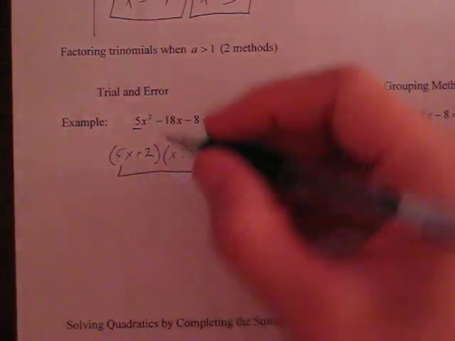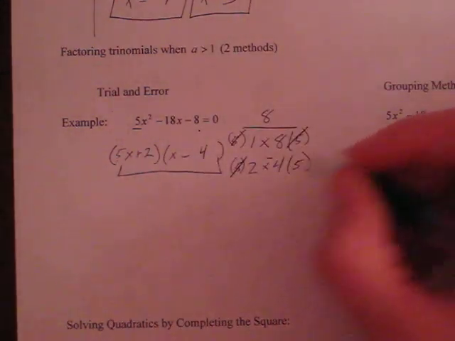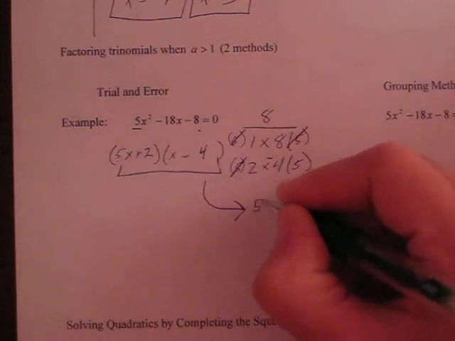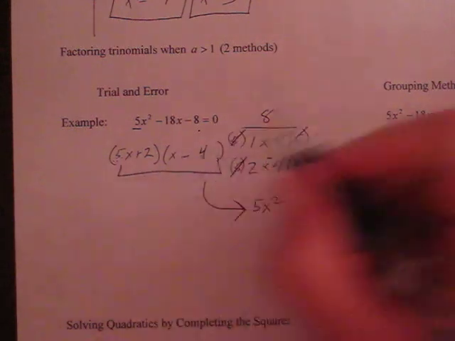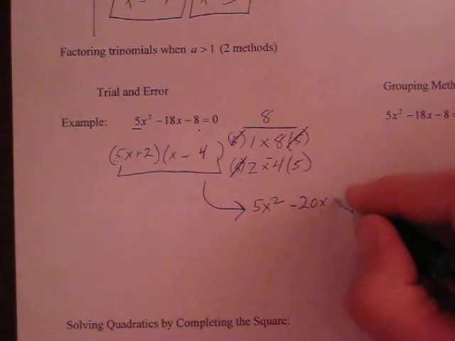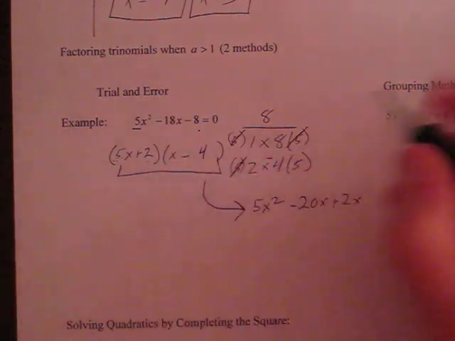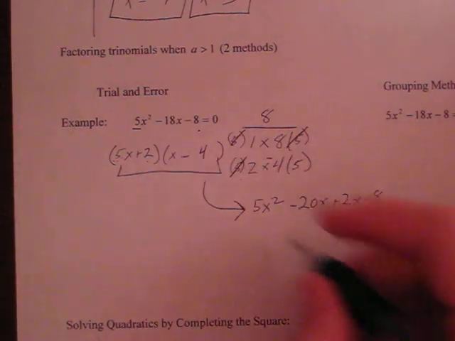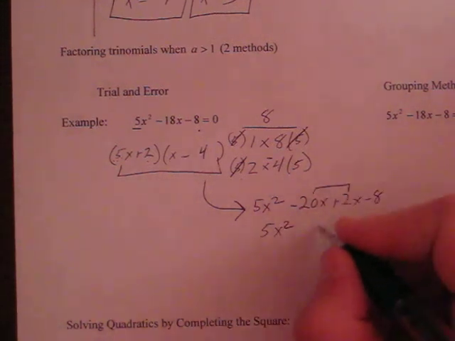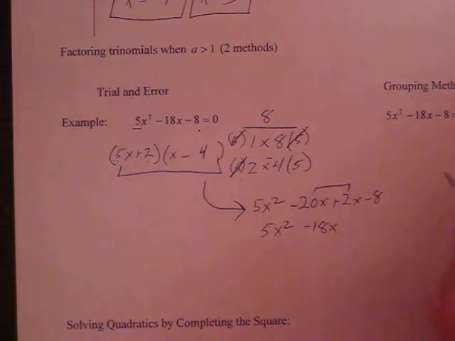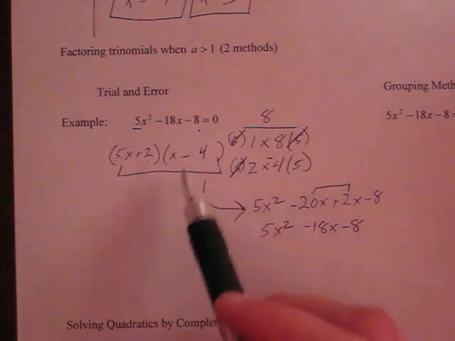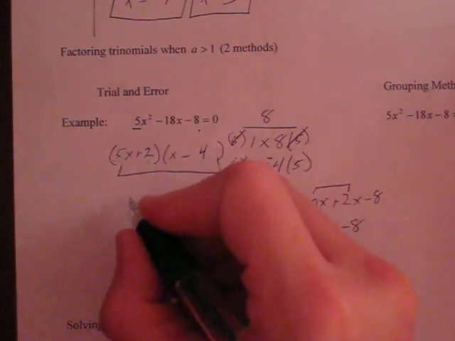Now, like I said in the last video, you want to make sure that you check this. And so if I check 5x times x, I get 5x squared. 5x times negative 4 gives me negative 20x. 2 times x gives me 2x. And then 2 times negative 4 is minus 8. And if I combine these two middle terms, I get 5x squared minus 18x minus 8, which is exactly what I started with, so I know without a doubt that I have the right factor pairs.